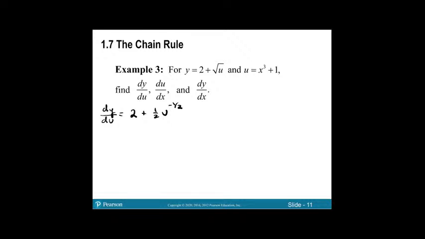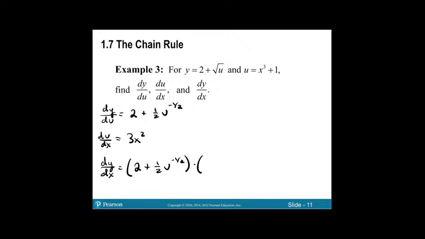And then we're asked to find du by dx. So if we do the power rule, we got this 3x squared, and then the derivative of 1 is 0, right? So then if we want dy by dx, I want to say we can write it like this. Well, long story short, the derivative of the outside function times the derivative of the inside, so we can just say 2 plus 1/2 u to the minus 1/2 times 3x squared.